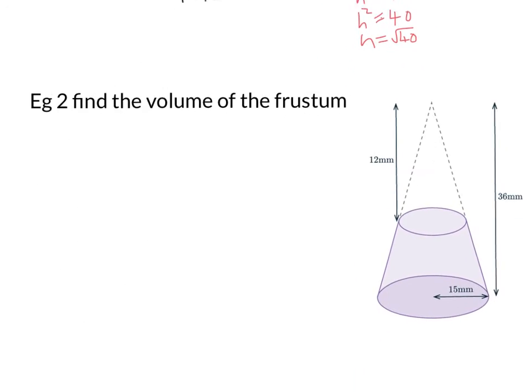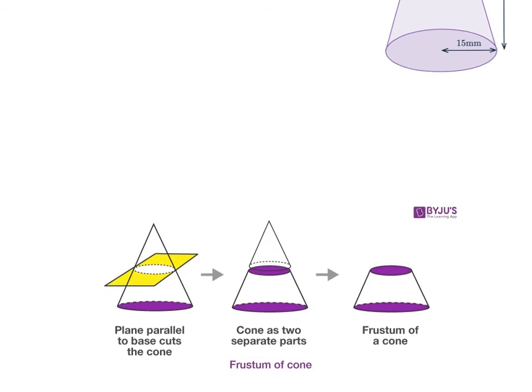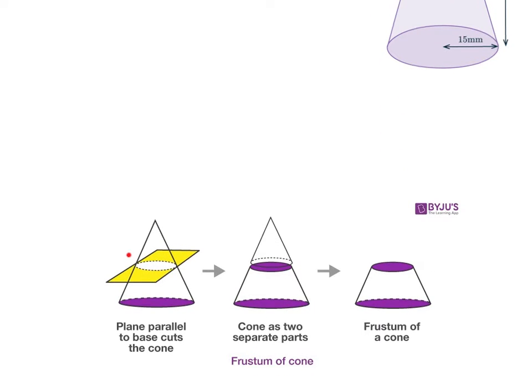Example 2. Find the volume of the frustum. So what, first of all, is a frustum? I would think of it as a lampshade shape, and what it is, if you imagine a full cone and then chop off the top part of the cone, you're left with this sort of lampshade. So here you can see it here. You've got the full cone, cut it along here, take the top cone off, the small cone, and you're left with a frustum.